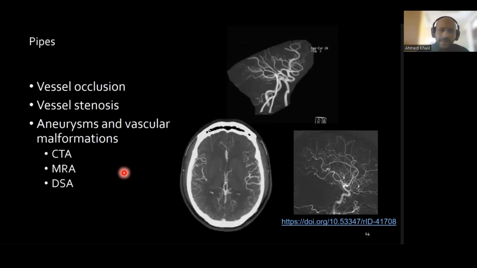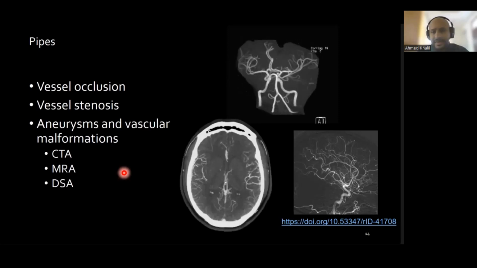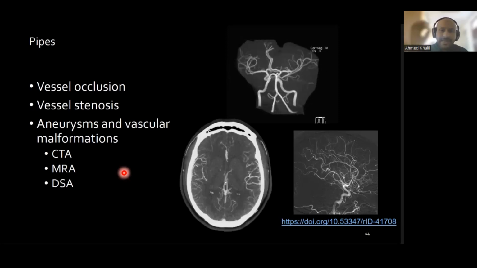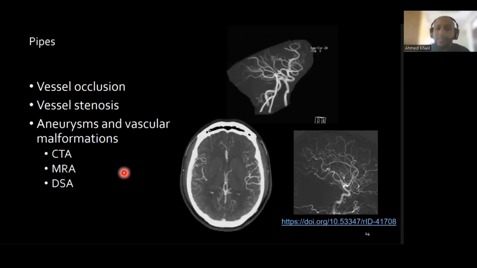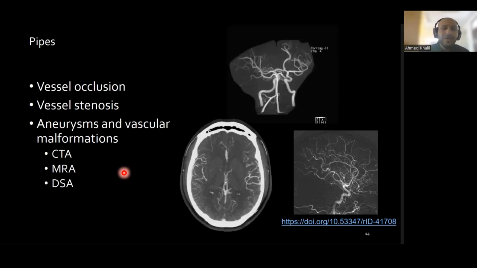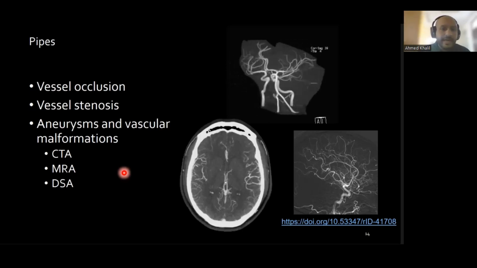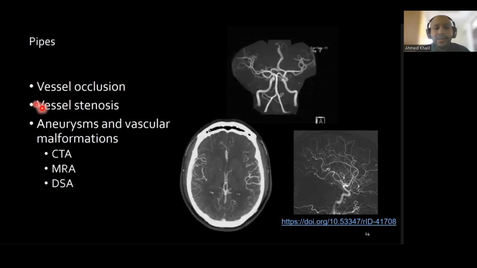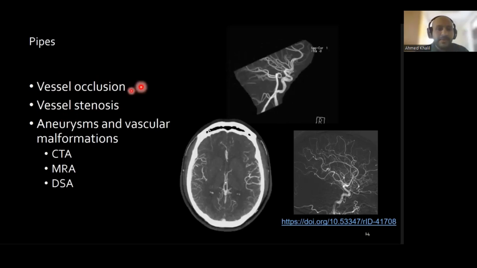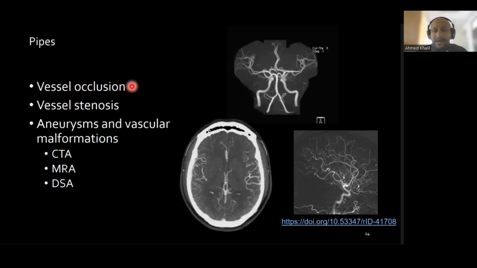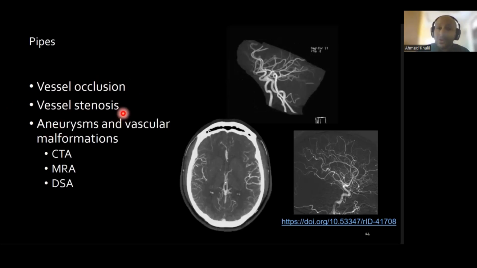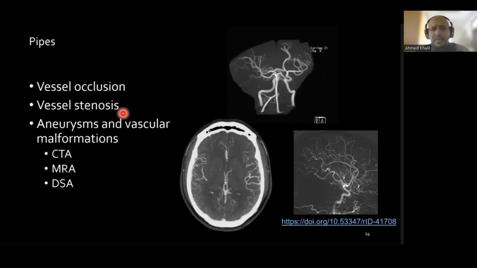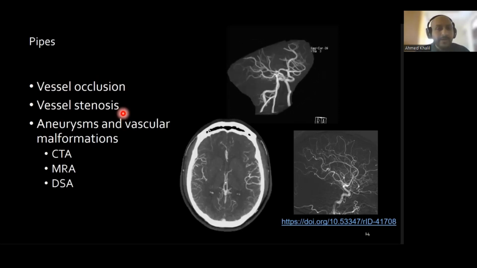It's a way that you go in through a large vessel in the thigh or in the arm with a catheter all the way up into the cerebral circulation to the area that's occluded, to the thrombus that is blocking the artery, and then physically remove that thrombus and unblock the artery, kind of like you would unclog a pipe. The main things that we look at when we are thinking about the pipes in the brain are vessel occlusion, so completely blocked vessels. We're also looking for vessel stenosis, so narrowed but not completely blocked vessels, because they can also be relevant for how we treat patients.